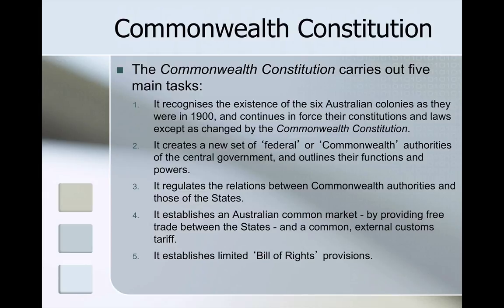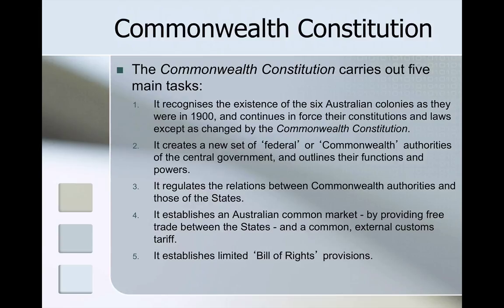The second thing that it did was that it created a new set of federal or Commonwealth authorities of the central government, and it outlined their functions and powers. Now that's significant because, again, prior to Federation at 1901, there was no federal or Commonwealth government. There were the 6 colonial governments, and they responded to Great Britain. There was no one overarching national government. So one thing that the Commonwealth Constitution had to do was to create a Commonwealth or federal government and give them their various different functions and powers. So that's the second thing that the Commonwealth Constitution did.